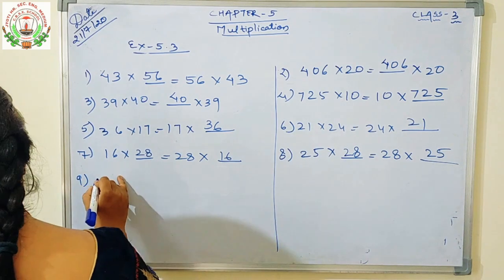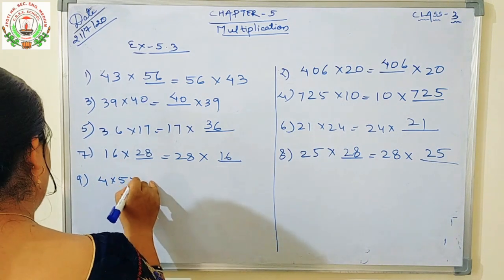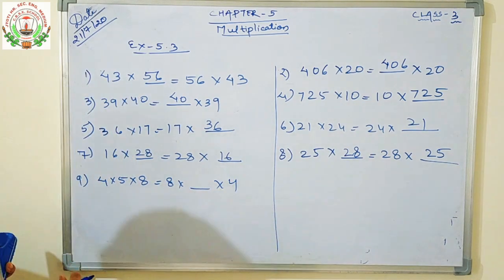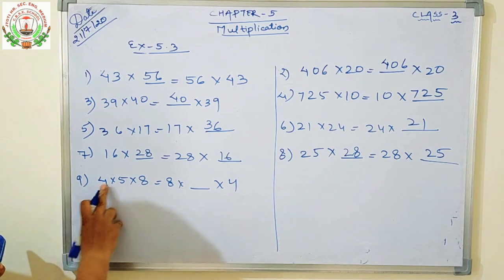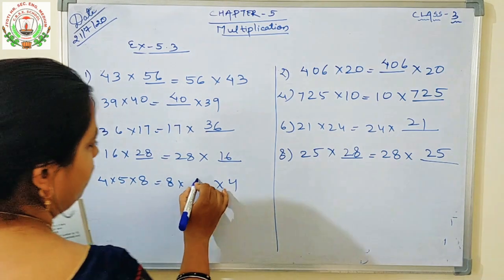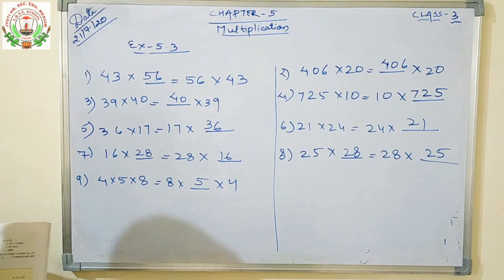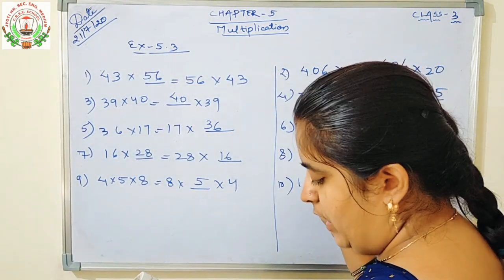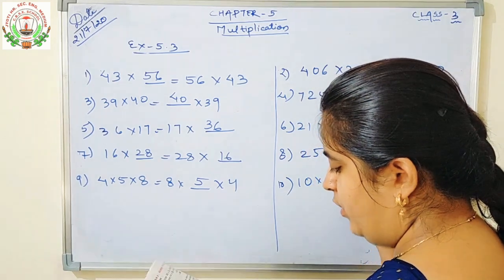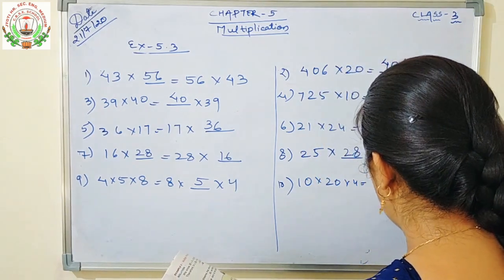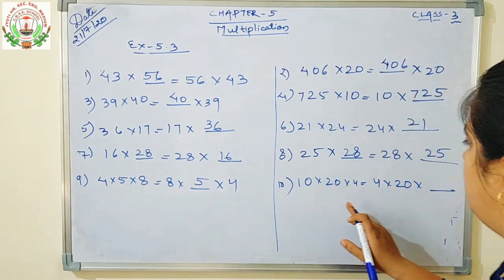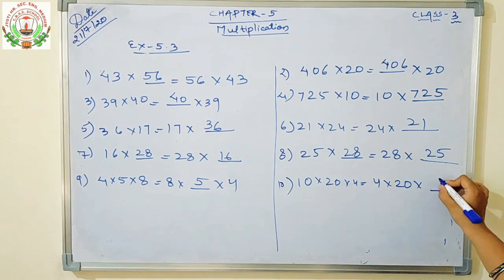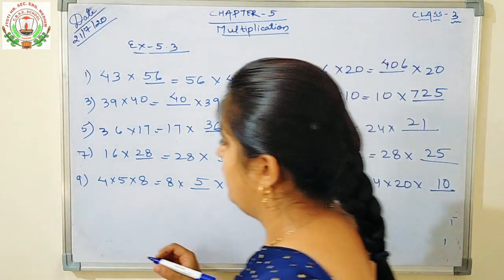Number 9. 4 into 5 into 8 is equals to 8 into dash into 4. What is left? 8 and 8. 4 and 4. 5 is here. 5 is not here. So we will write here 5. Number 10. 20 into 4 is equals to 4 into 20 into dash. So 4 is given, 4 is given, 20 is given, 20 is given, 10 is here, 10 is not here. So we will write here 10.